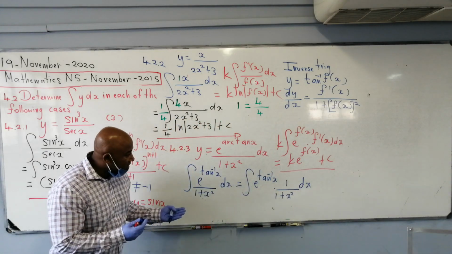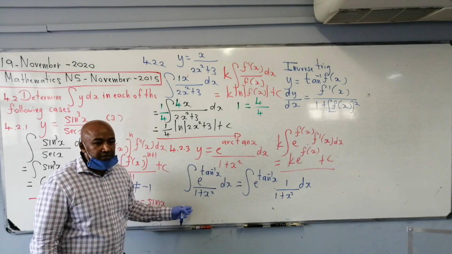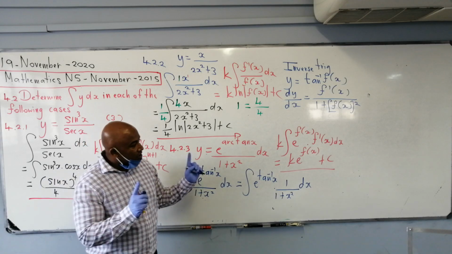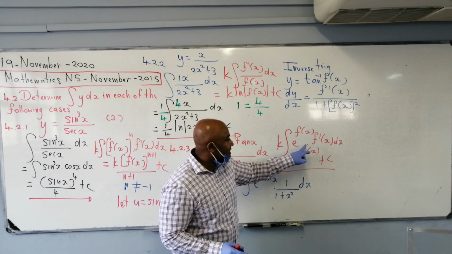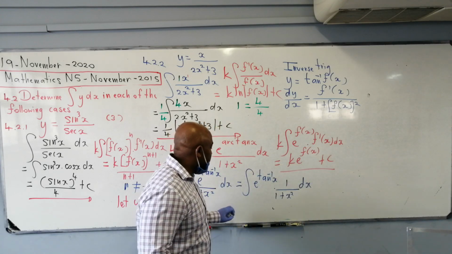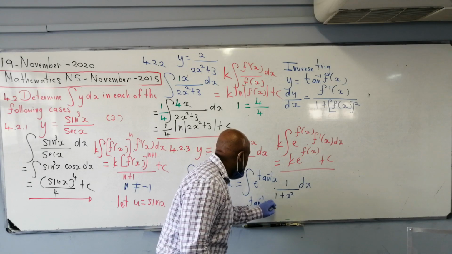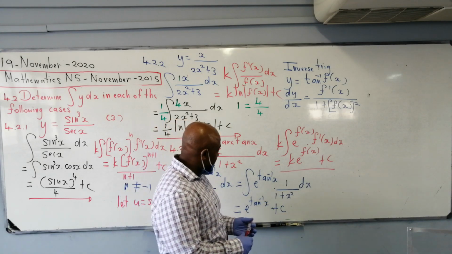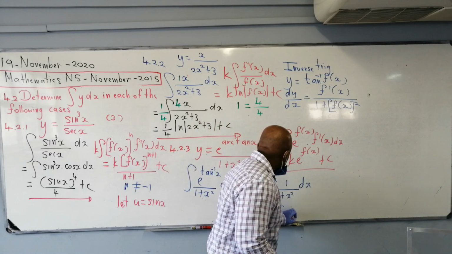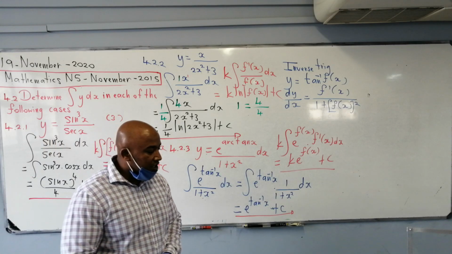And now I'm comparing it with the one that's given to me. And what do you notice? It's the same thing. What do you notice now? e to the power f of x times f prime x. By inspection, the answer will just be e to the power inverse tan x plus c. And you're done. That's it. Okay, that is by inspection.